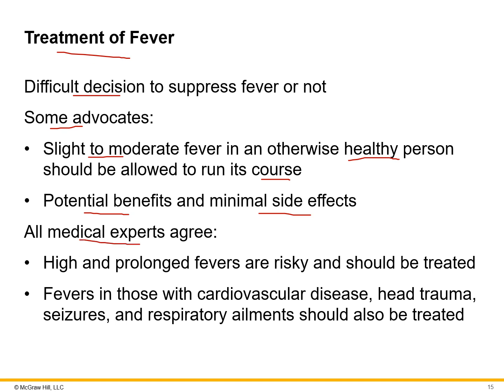Now, all medical experts, though, agree that high prolonged fevers are extremely risky and they should always be treated. Again, lower grades, if somebody's healthy, they can go untreated. Again, that's each physician, each healthcare is going to have their own kind of policy as far as all that goes. But anyways, high fevers though, or fevers for a long time, that's whenever we start causing problems like cardiovascular disease, can lead to head trauma or even seizures. So again, all the time, those would be treated.